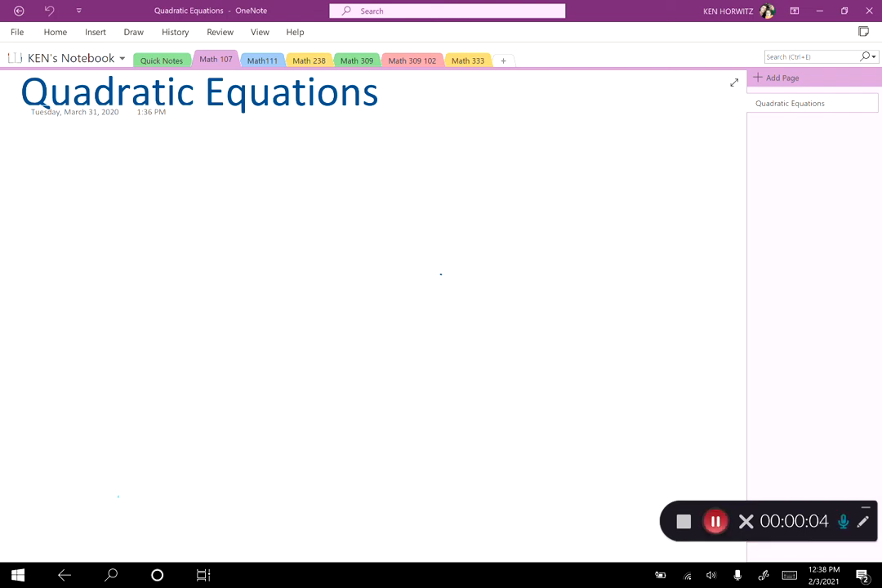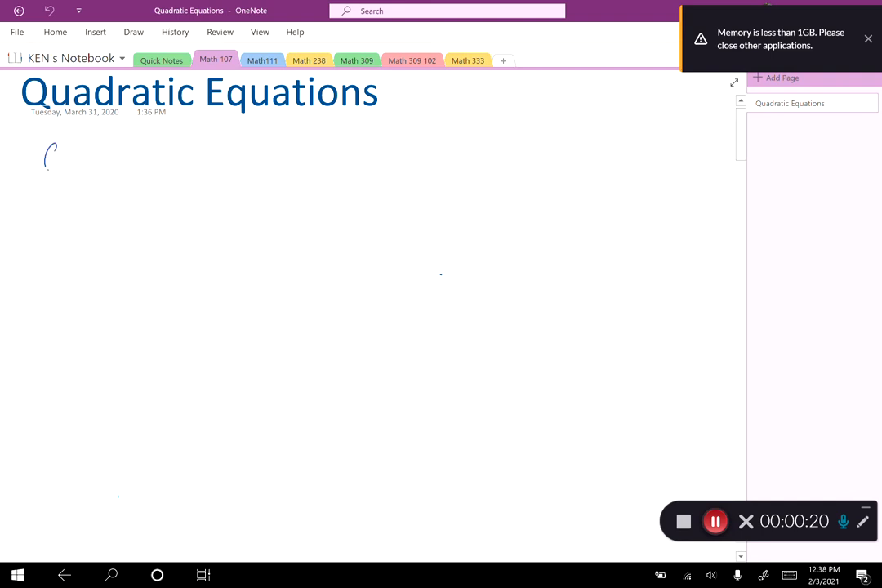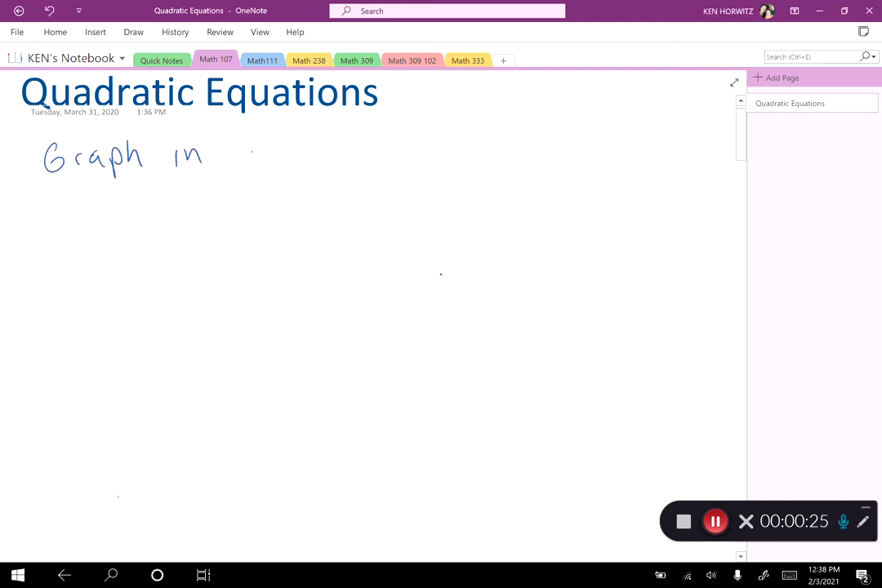Welcome back, everybody. Today we're going to talk about quadratic equations. Now, the main thrust of this section is going to be to graph quadratic equations. So we're going to graph in standard form, from standard form of the equation. And we'll also graph from general form of the equation.